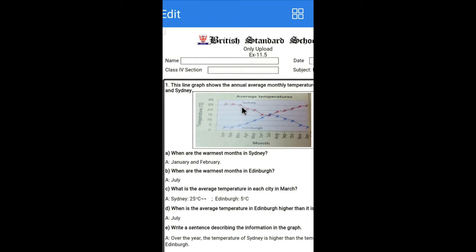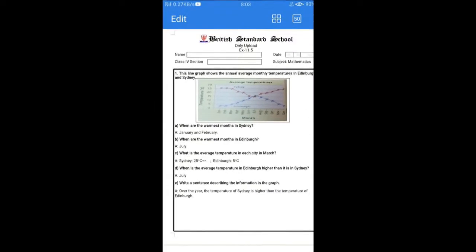I have written here, over the year the temperature of Sydney is higher than the temperature of Edinburgh. You can write that in January it was the highest temperature in Sydney, whereas it was the lowest temperature in Edinburgh. You can see in July both cities' temperatures were quite near. Different comments you can give, it does not matter. Important is that you just describe this graph in one sentence. Right, let's enter question number 2.